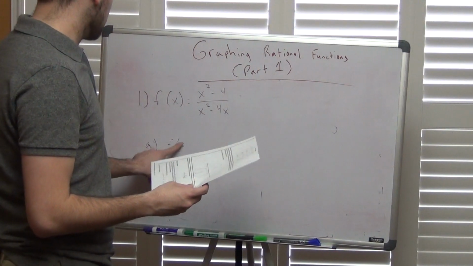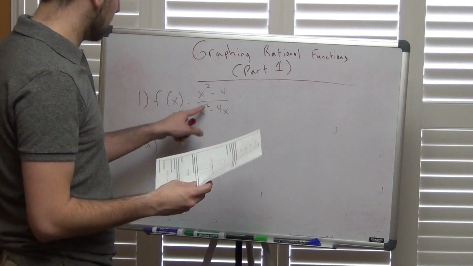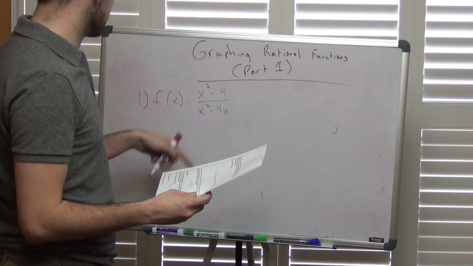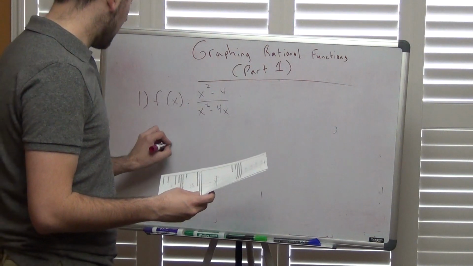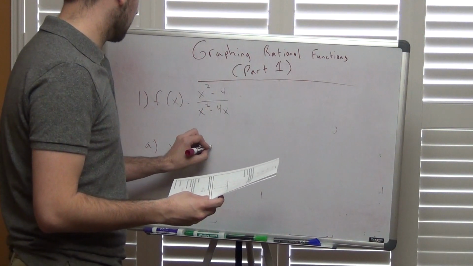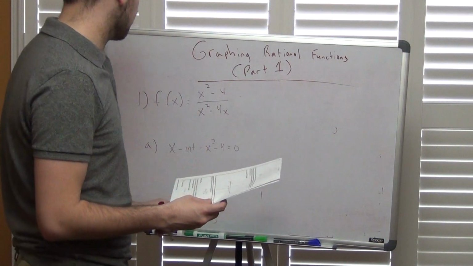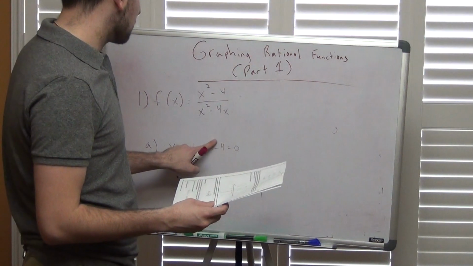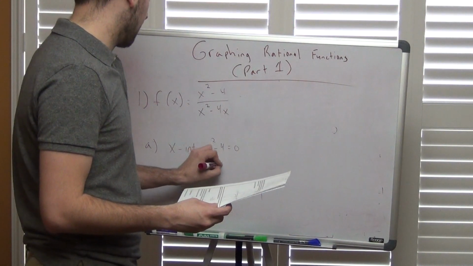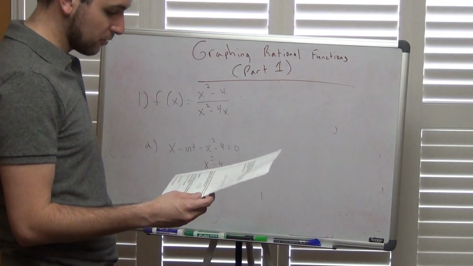sorry guys. To find my x-intercepts, all we're going to do is set the numerator equal to 0, because 0 over anything is going to be 0. So to find my x-intercepts, I'm just going to do x squared minus 4 equals 0. I'm actually going to have 2 x-intercepts here. I'm going to add 4 over. So x is going to equal plus or minus 2. Remember, when I solve and I square root, I get 2 answers.